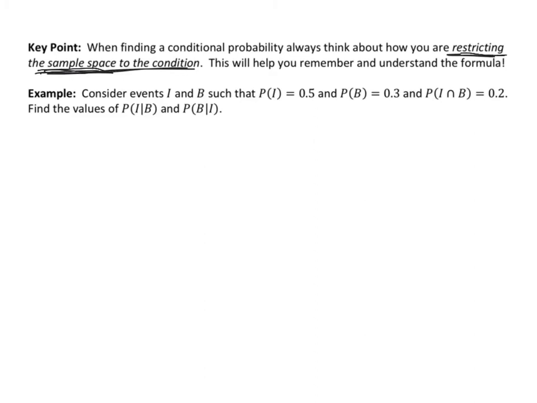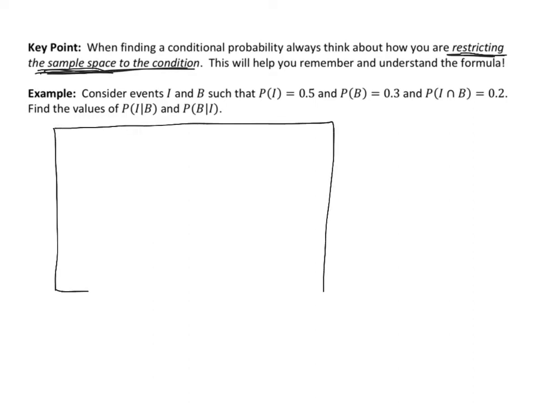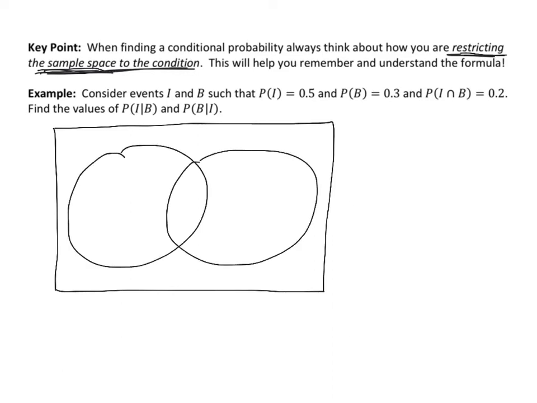Okay, so I want us to consider events I and B such that the probability of I is 0.5, the probability of B is 0.3, and the probability of the intersection is 0.2, and then I'm going to ask you to find two different conditional probabilities. So let's start by drawing a Venn diagram. Okay, so here's my Venn diagram, and over here I'm going to have the event I, over here I'm going to have the event B.